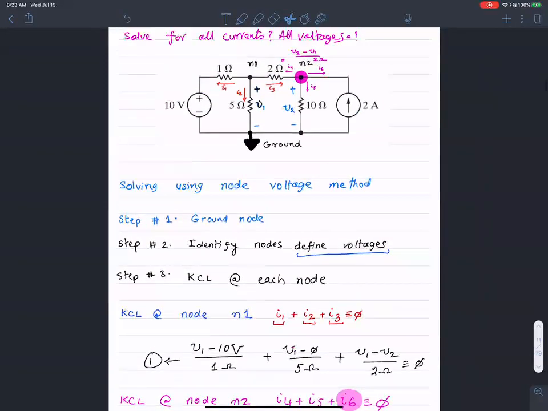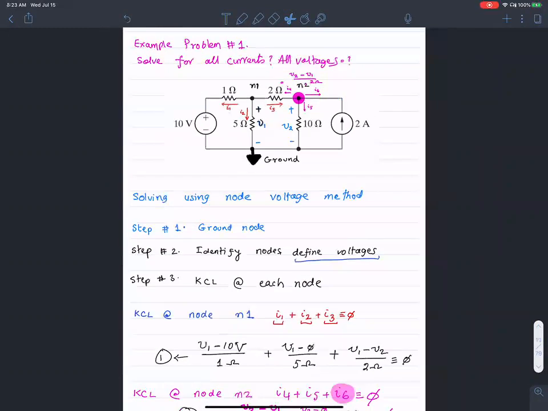Questions so far? This is the general process. When you're solving using the node voltage method, the first step is to identify a ground node. Then we identify the different nodes. What are the different nodes I have? Node 1, node 2. Two nodes I have seen here, and we define the voltages V1 and V2 for those nodes. Once we do that, the third step is to write KCL at each node. Then it's a matter of applying KCL properly and solving them. Questions, please. Questions so far?